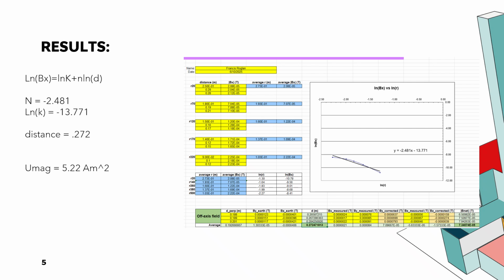So after data collection, these were the results of the lab. Our n value, which was taken from the slope, was negative 2.481, and our intercept for ln of k was negative 13.771. The other key detail was that the distance was approximately 0.272 meters, and this led to the calculation of the magnetic moment being 5.22 amps times meters squared.